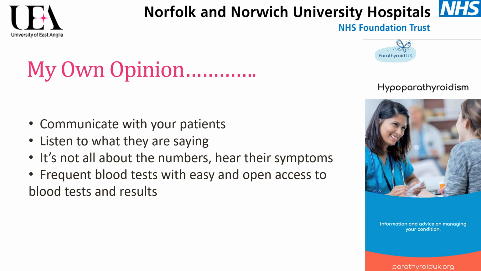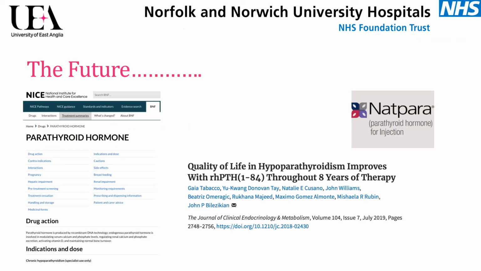My own opinion, how can we make things better for patients with chronic hypopara? I've summarised my 4 key bullet points here. Please communicate with your patients. Please listen to what your patients are saying. Please remember that it's not all about the numbers and the blood tests. Please hear what they are reporting about their symptoms and prioritise symptom control as well. Please make frequent blood tests easily available with open access to both the testing and the results. This will help.